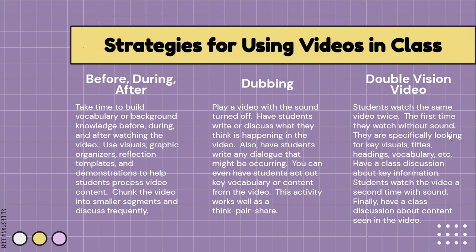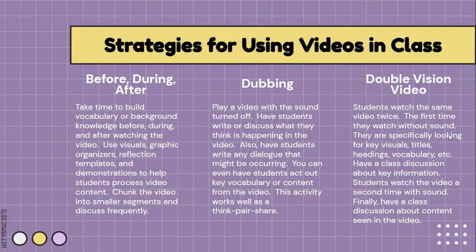When playing videos in class, be sure to activate prior knowledge before, during, and after the video. Using visuals, pointing out key vocabulary, and giving students graphic organizers will help English learners as they watch the video. For longer videos, be sure to chunk the video into smaller sections. One class activity that can engage English learners is to play a video with the sound turned off. The students can work in pairs or teams to come up with dialogue that might be occurring in the video. Some classes may even enjoy acting out key vocabulary words from the video.